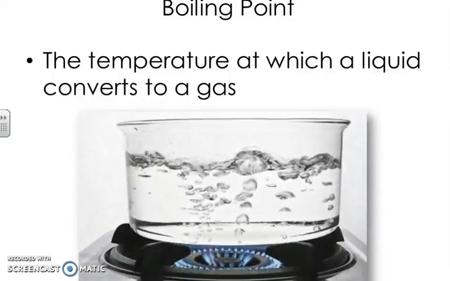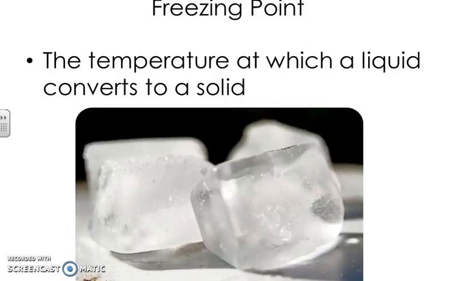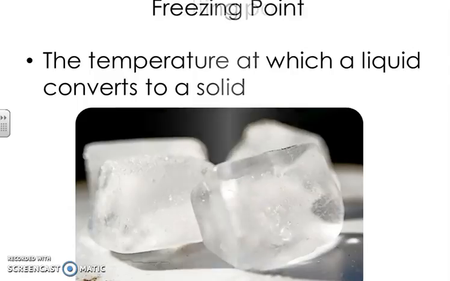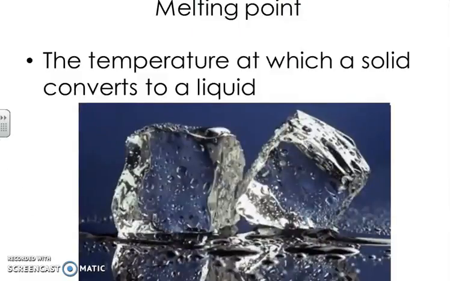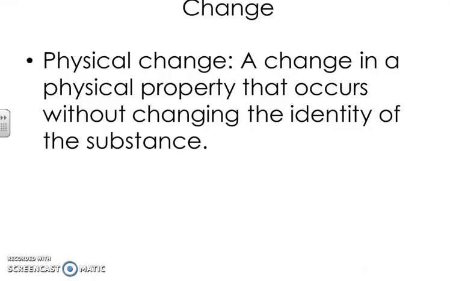Boiling point, temperature at which a liquid converts to a gas. This is an intensive property. Freezing point, temperature at which a liquid converts to a solid. Melting point, temperature at which a solid converts to a liquid. In other words, all those phase change points are intensive physical properties. They depend on what the substance is, but not on how much you have.